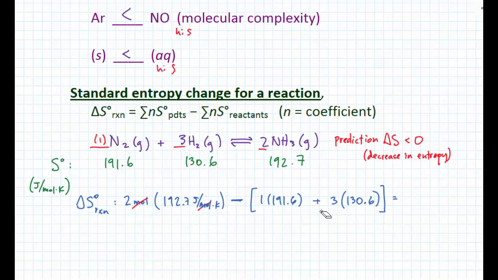Anybody get a number? Yep, that's what I got. And if we did this kind of thing in the calculation, what would the unit for entropy change of a reaction be? Joules per Kelvin. Okay. And so, yes, our prediction was correct. Okay. Especially for similar size gases that have relatively similar entropy values. The main determiner in here was those coefficients. Okay.